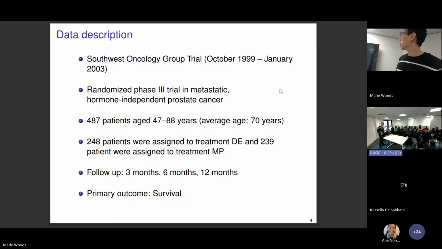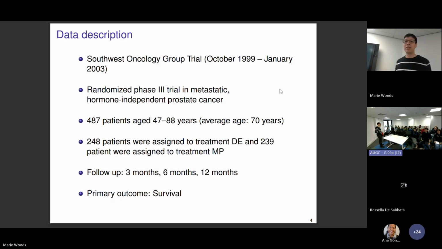The particular data set we're working with comes from a Southwest Oncology Group trial. This was a phase 3 trial for late stage prostate cancer. We have close to 500 patients aged between 47 and 80 years old. About half of them were assigned to active treatment, half to control. And the data set, as in most oncology trials, has a longitudinal follow-up: at 3 months, 6 months, and 12 months.